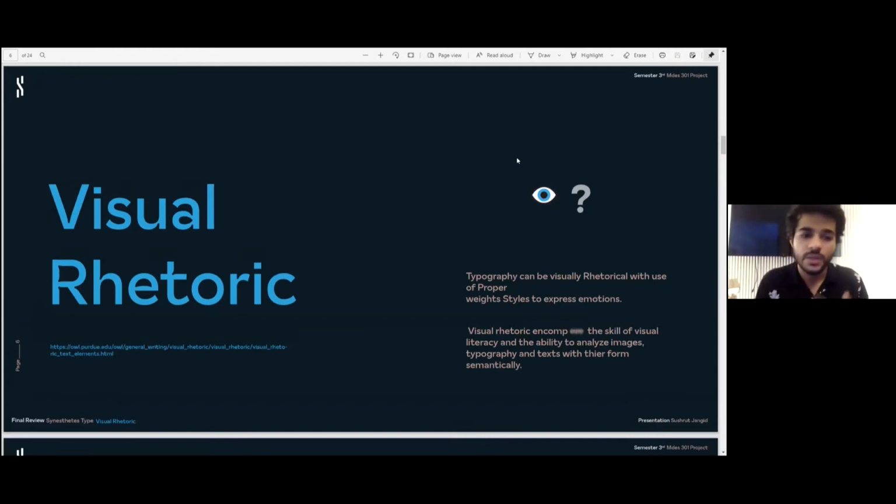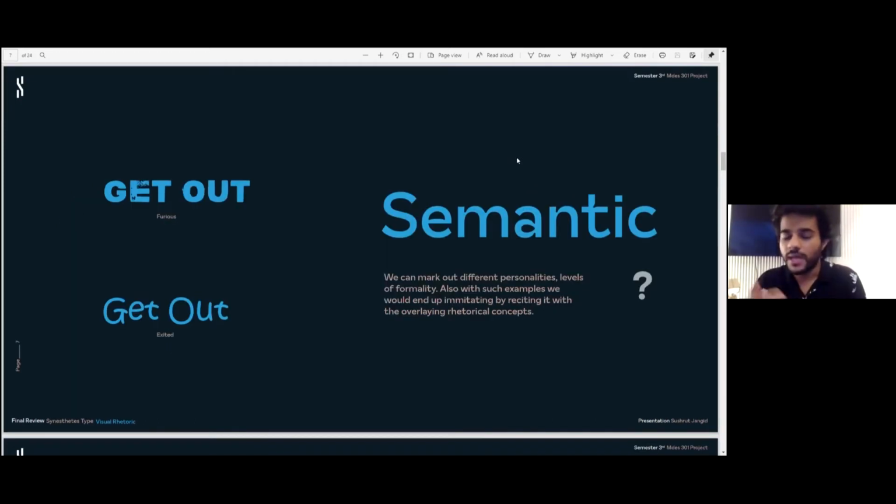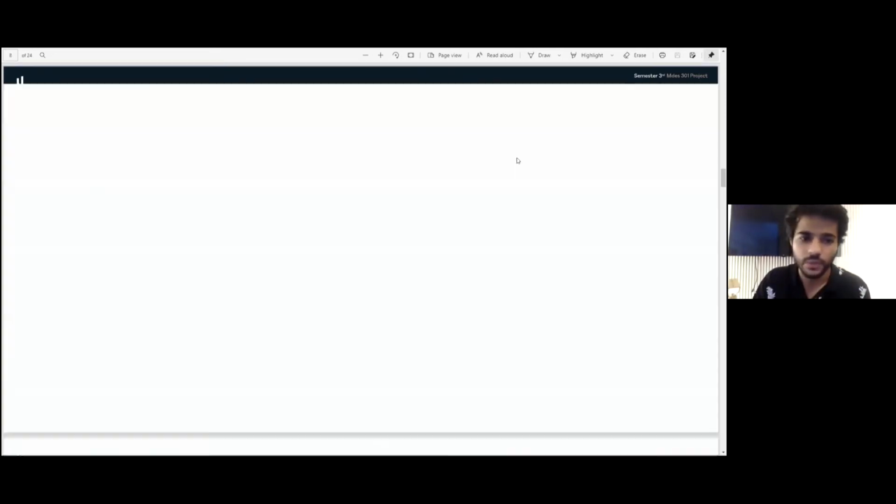I started my study with understanding typography. Every typography has a visual rhetoric. Every typography is visually rhetorical, which means it has a semantic aspect to it. If I want to show an emotion like furiousness or excitedness, I might choose a certain kind of font which represents that emotion. But then again, it's an artistic exploration, an artistic choice of what I want to choose. What if it could happen naturally? That is what I started to explore.